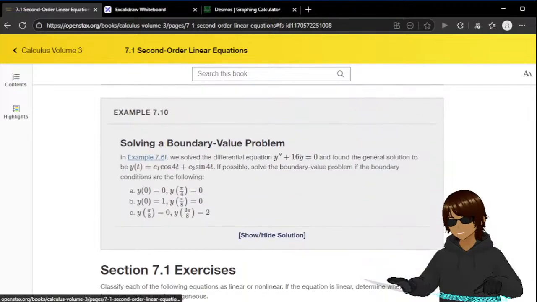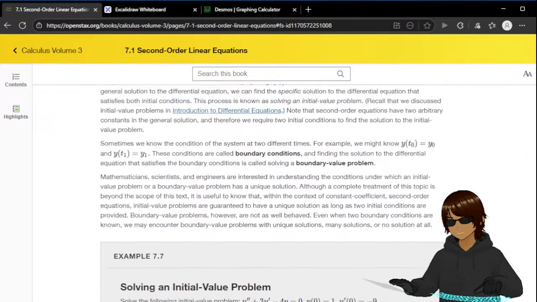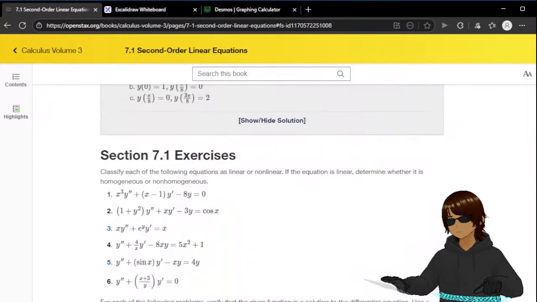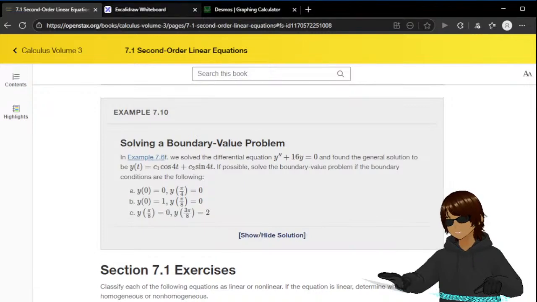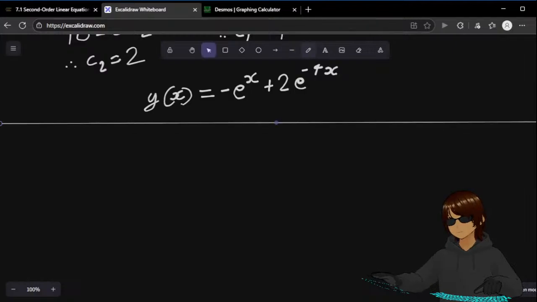Okay. Solving a boundary value problem. Initial value: sometimes we know the condition of the system at two different times. For example, these are called boundary conditions. Finding the solution to a differential equation that satisfies the boundary conditions is called solving a boundary value problem. Let's try this boundary value problem, example 7.10, and then I will end the stream.